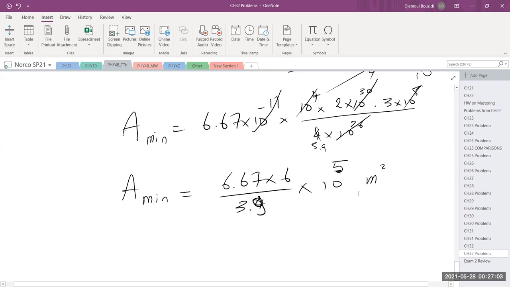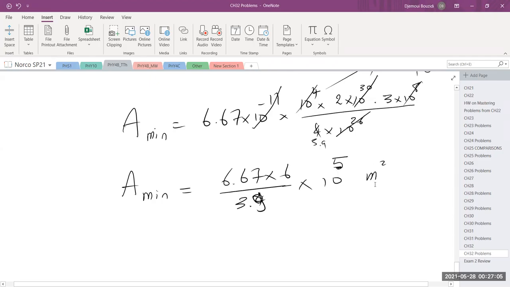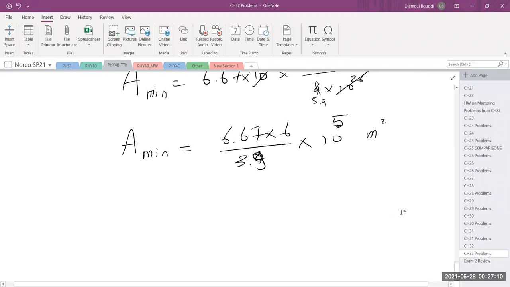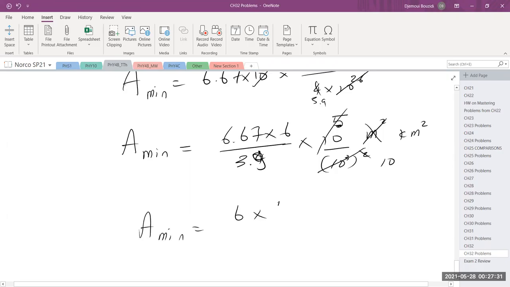And they want us to use actually kilometers. I know 1 kilometer is 1,000 meters. So if I divide by 1,000 squared, the answer is going to be, instead of meters, in kilometers squared, okay? So this is 10 to the power 6 and 10 to the power 5. I would be left with just a 10 in the denominator. In other words, the area is going to be 6 times 6.67 divided by 39 in kilometers squared.